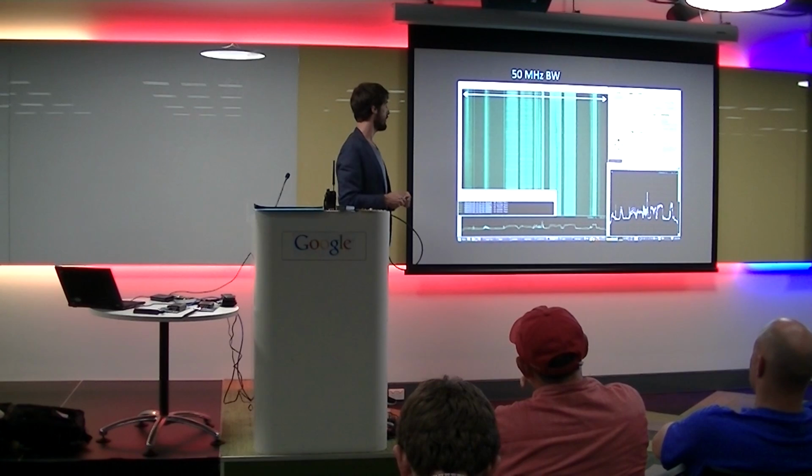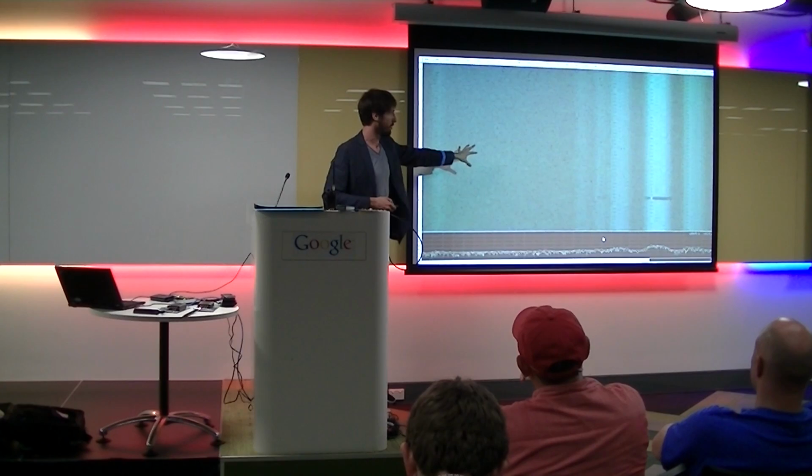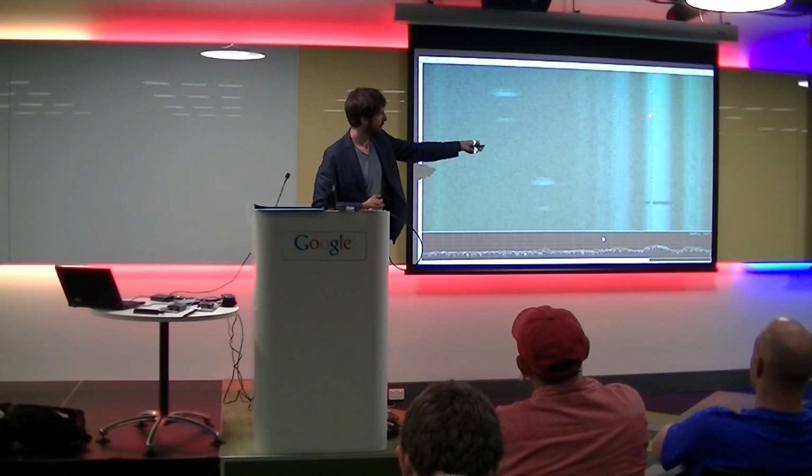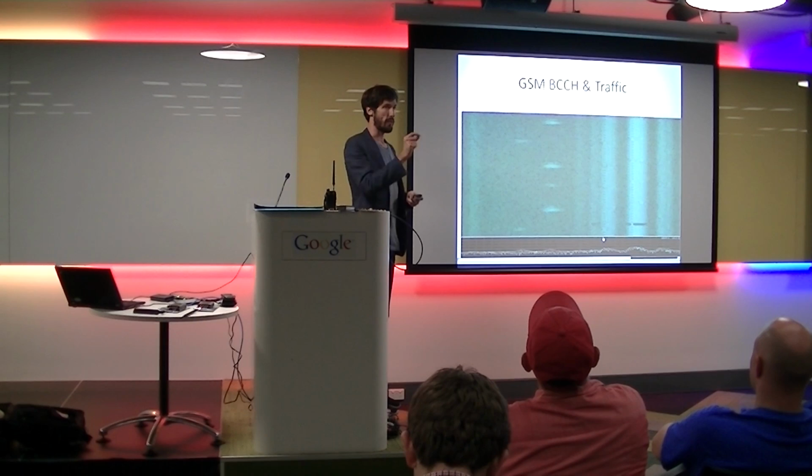So that's 50. If we look at this running in real time, you see those narrow channels on the right-hand side, and you see these traffic bursts appear every so often. What's interesting about the broadcast control channels is that every so often you have this distinct little line. Does everyone see that? That line is a special series of fixed bits in the data that produces a single tone for a short period of time.